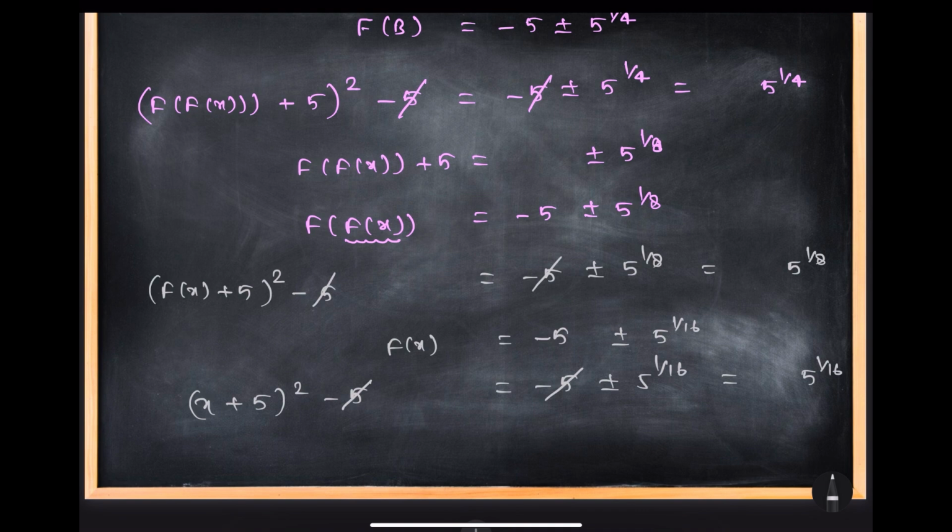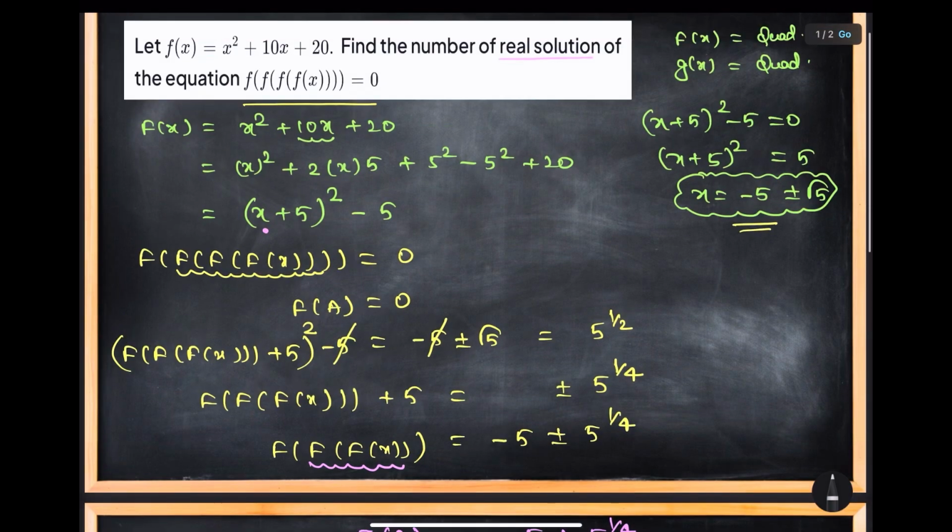So can I write x plus 5 is equal to plus or minus 5 power 1 by 32. So x will be equal to minus 5 plus or minus 5 power 1 by 32. So these are the real solutions of the equation. So look at this.